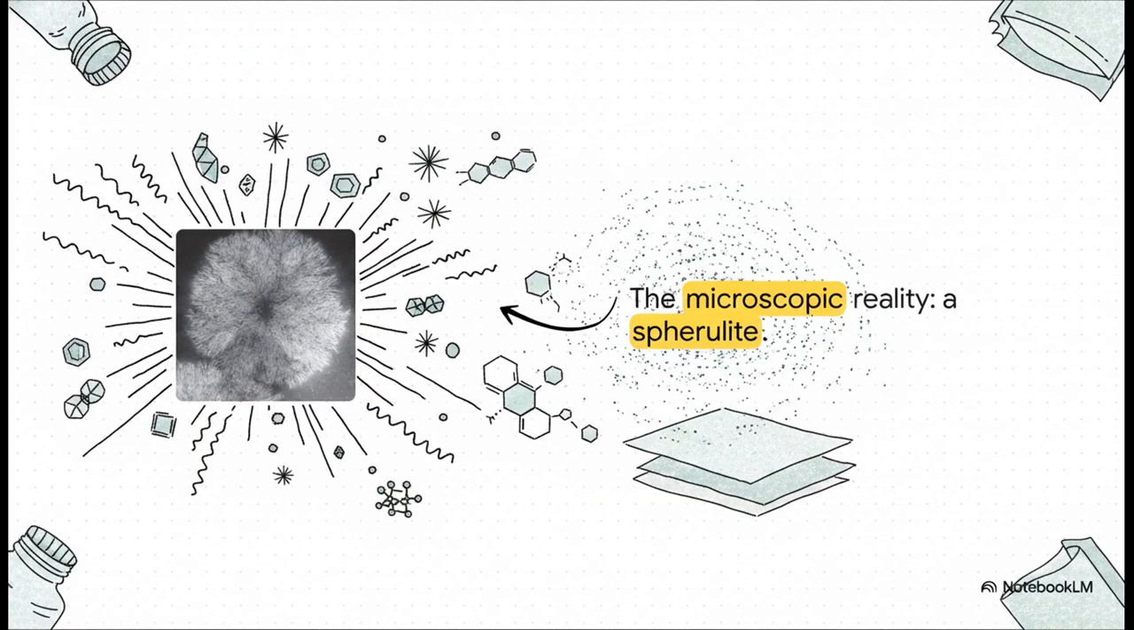Well, if we zoom way in to the microscopic level, we see a massive difference in scale. Look at this beautiful, almost starburst-like image. That is a chain-folded spherulite structure. It's not just some random blob of plastic. This intricate, microscopic arrangement is exactly what dictates the physical properties of the materials we rely on.